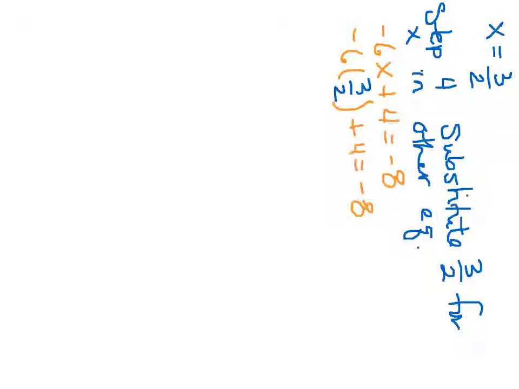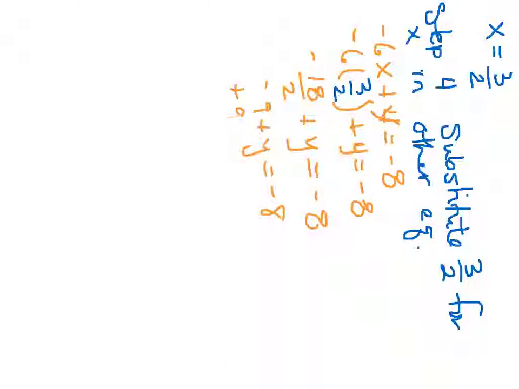That gives me negative 18 over 2 plus, you know what, that's not a 4, that's a y. I wrote sloppy. Plus y is equal to negative 8. So that gives me negative 9 plus y is equal to negative 8. I add 9 to both sides.